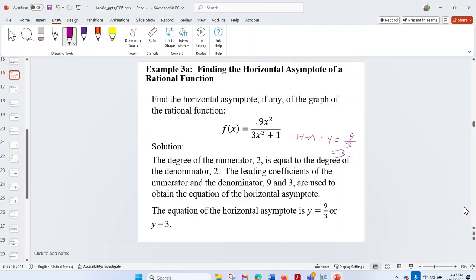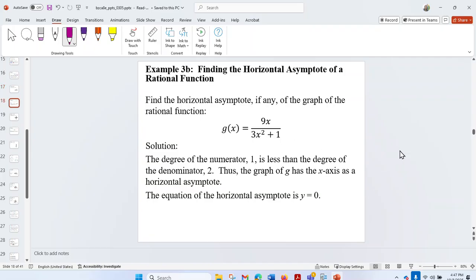And then the next one right here. This one doesn't have the same degree. What do I do? We can match the same degree. We can write 0x squared plus 9x. Look at that, and that way we have the same degree. You always look at the highest degree, right? The highest degree is 2, so I have to match the 2 here. So this will be 0 over 3. 0 over 3 is equal to 0. So your horizontal asymptote here will be y equal to 0. Look at that. If you match the same degree, it will be really easy.